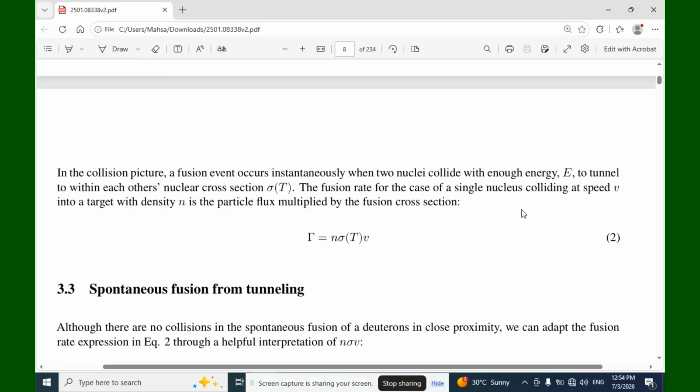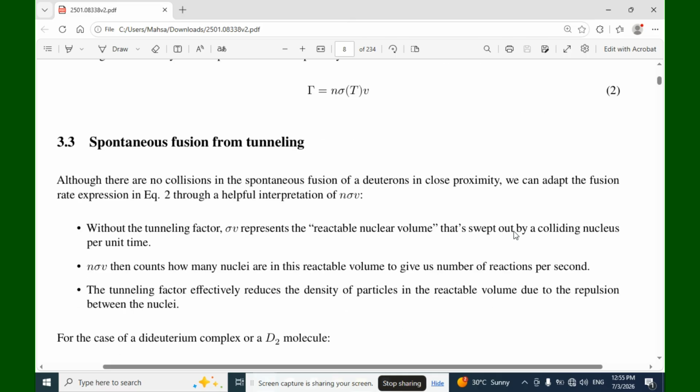The collision picture: a fusion event occurs instantaneously when two nuclei collide with enough energy E to tunnel to within each other's nuclear cross sections. The fusion rate for the case of a single nucleus colliding at a speed ν into a target with density n is the particle flux multiplied by the fusion cross section, τ = nσTν.